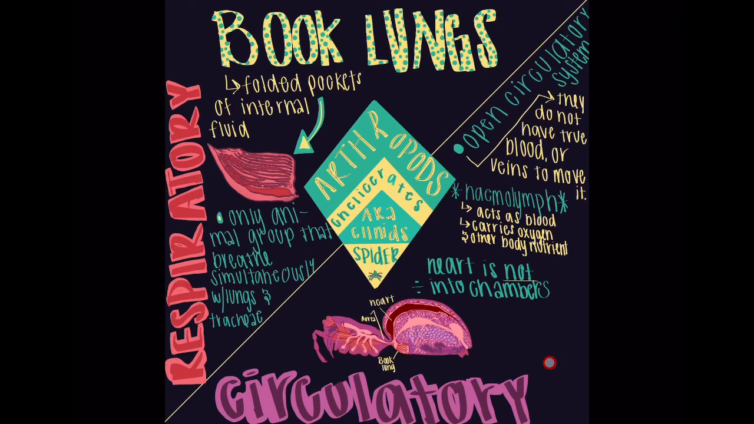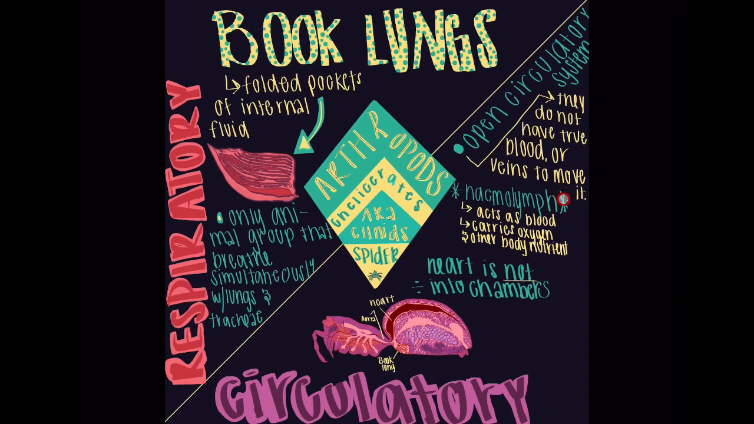Next up, arthropods. I chose the spider. Spiders breathe using these things called book lungs. They're folded pockets of internal fluid. You can think of it like an accordion. So when you open up an accordion, it's like twice as big as it was folded. So like for the lungs, if you want it to be the most efficient it can be, then you want the most surface area that there can be. So folding it gives it more surface area while still being compact enough to fit in that tiny little area right there. And they have an open circulatory system.